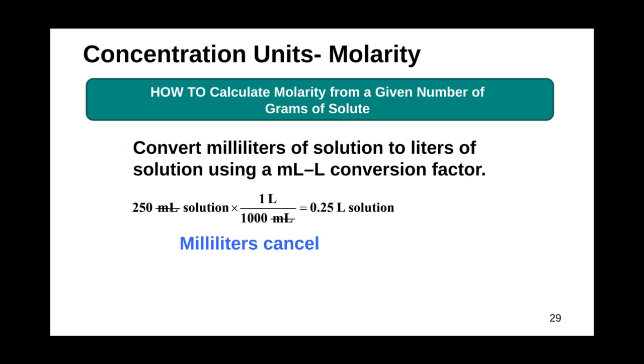Next, we take that volume, 250 milliliters, and we multiply it by a conversion factor. So we know that in 1 liter, there is 1,000 milliliters. So that's our conversion factor. Milliliters cancel, thus giving us 0.25 liters of a solution.